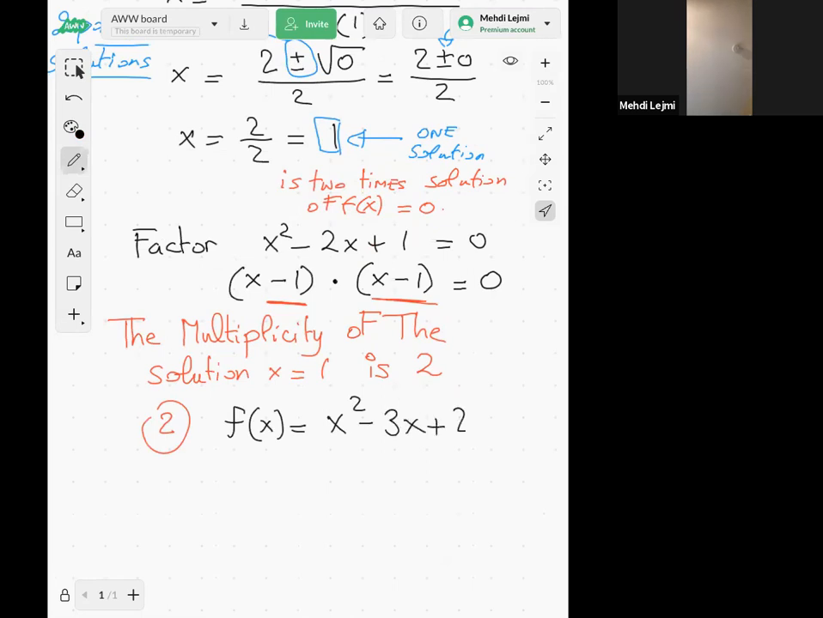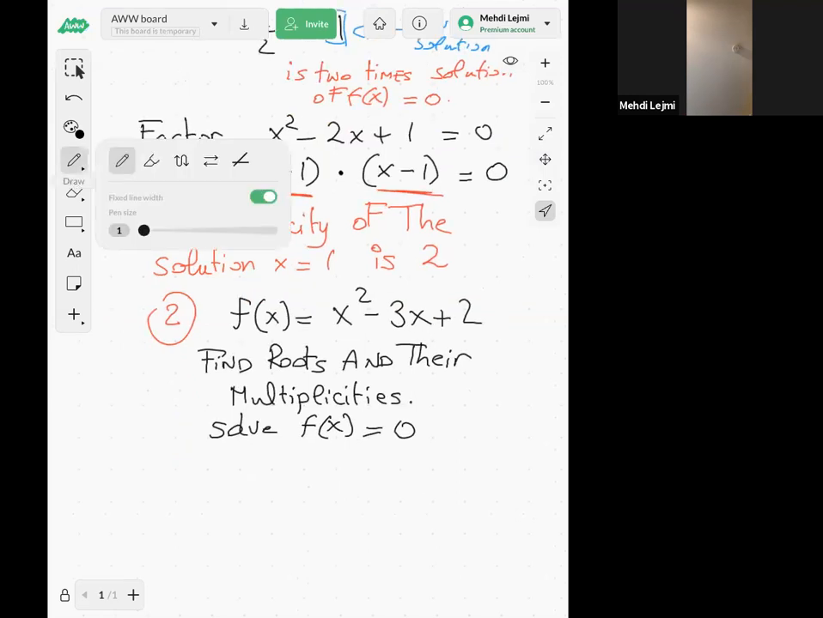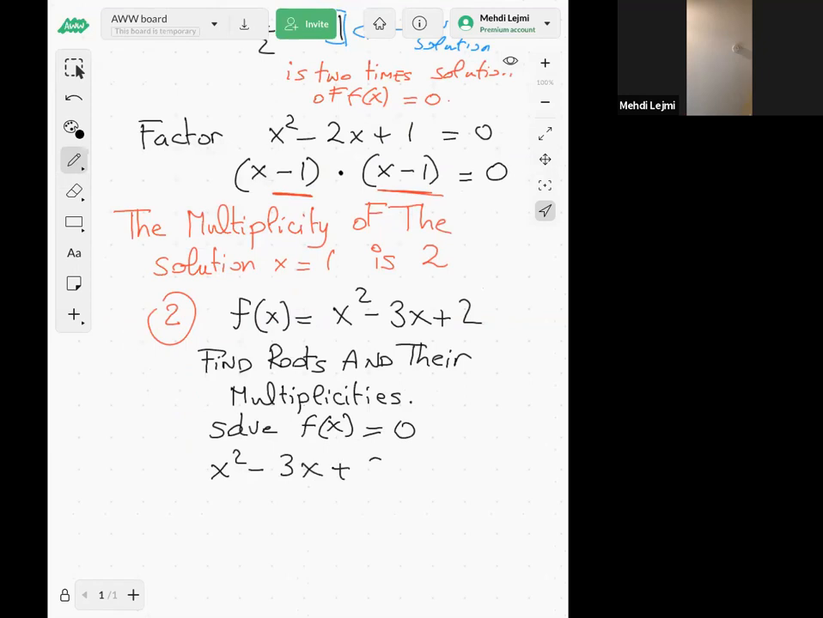So let's find the roots and their multiplicities. Again, the roots are just the x-intercepts, so we have to solve f of x equal to 0. So we have to solve x squared minus 3x plus 2 equal to 0. Again, either use the quadratic formula or you can factor.